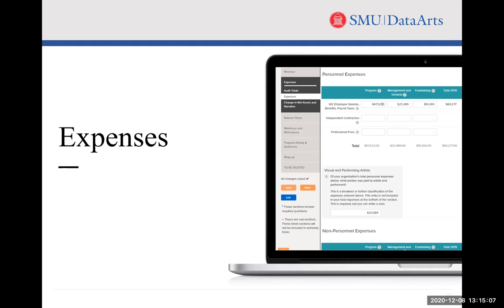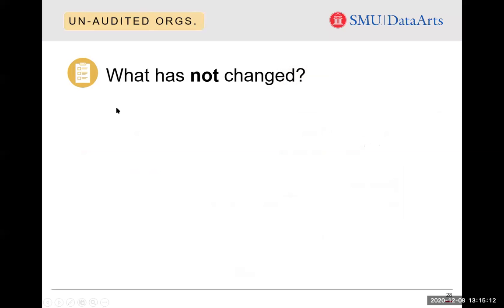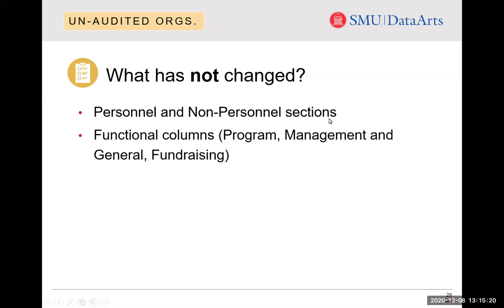Next, we'll take a look at the expenses section. Let's start with what has not changed for unaudited organizations. The expense section is still subdivided into personnel and non-personnel expenses. We have retained the 3-column functional expense format for program, management and general, and fundraising. This format enables key insights like return on fundraising and investment in programs, and is also required in the 990.